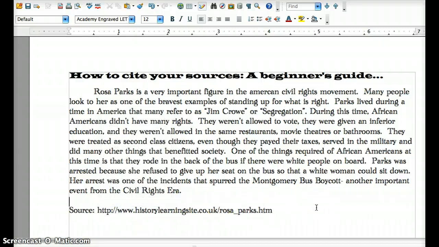And that would be enough, right? That's enough that I am not going to get in trouble for plagiarizing. I have definitely cited my source. I know that I have not used anyone's words because I wasn't even looking at any other information when I typed this.